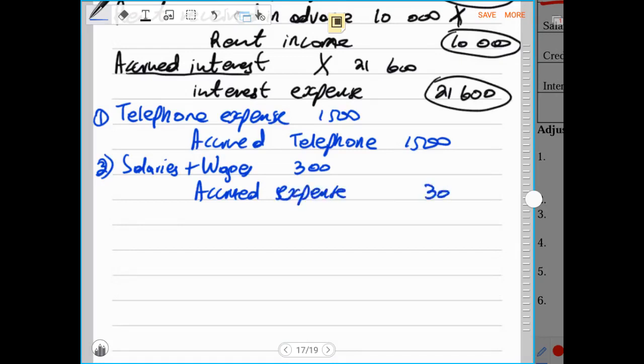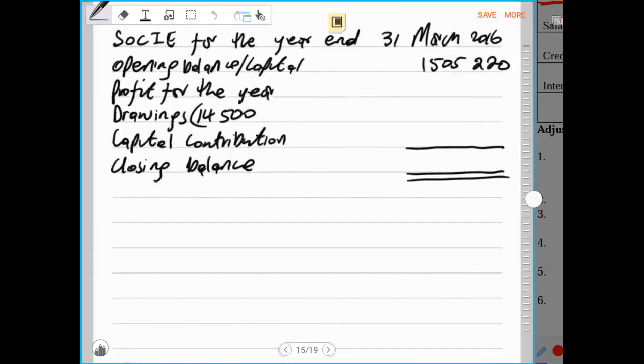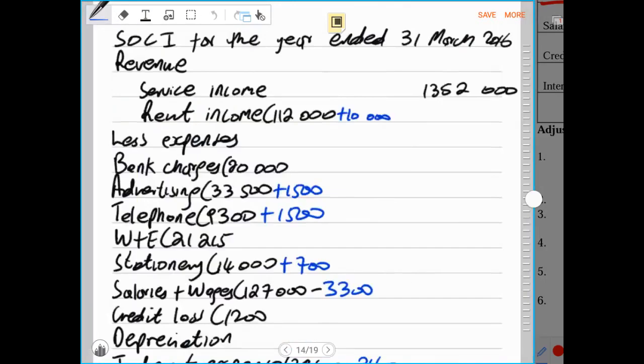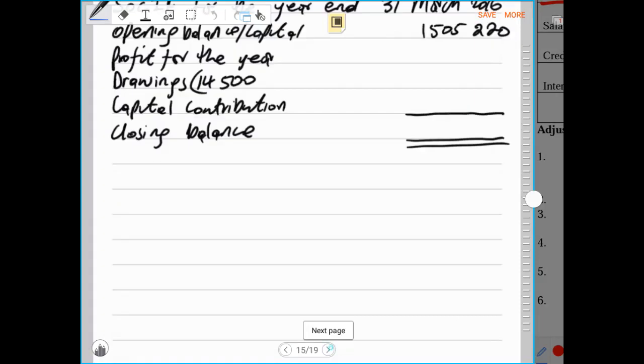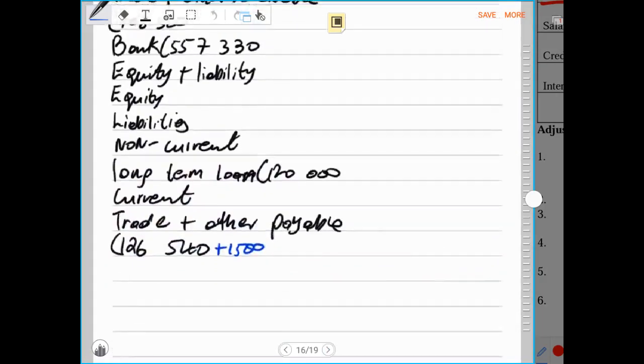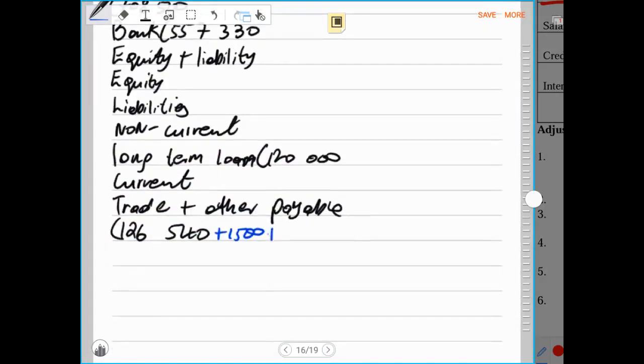That will be 300 rands. Meaning we have to increase our salaries and wages by 300 and increase our trade and other payables by 300 rands. There is our 300 rands. Then under trade and other payables in the statement of financial position, we have to record 300 because this salary was not yet paid, still payable. Therefore it is under trade and other payables.